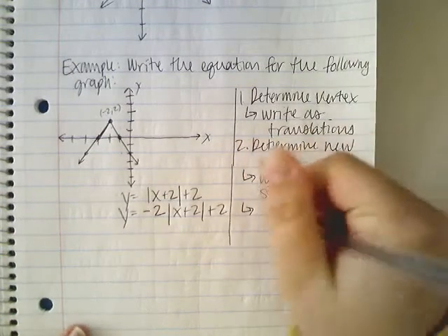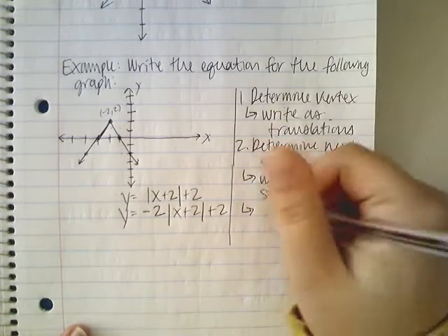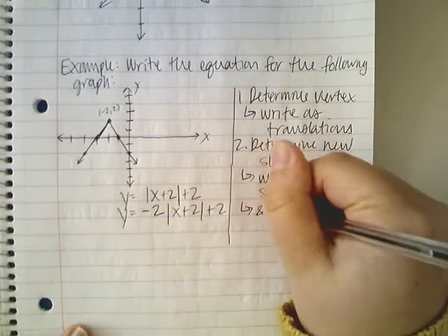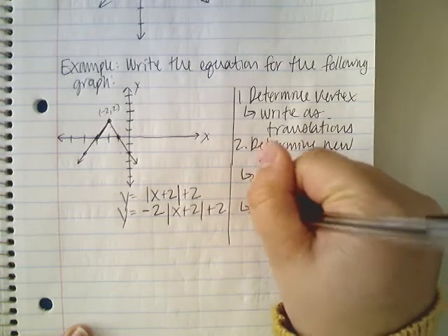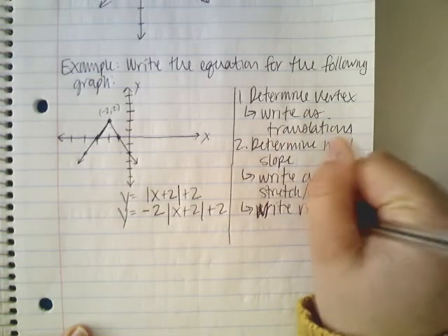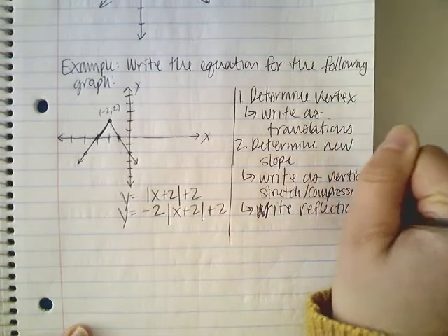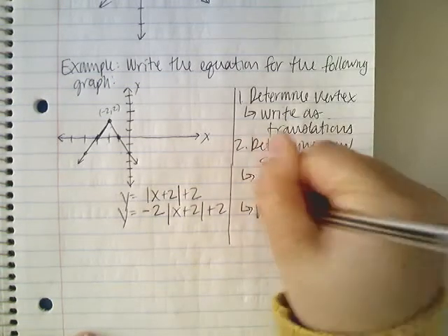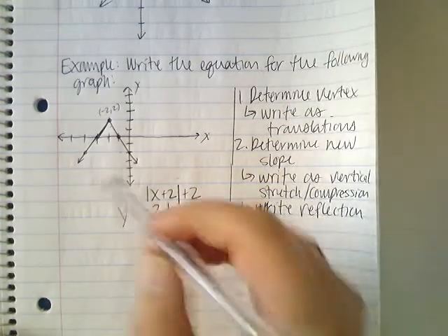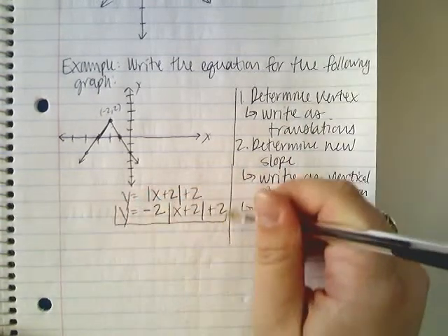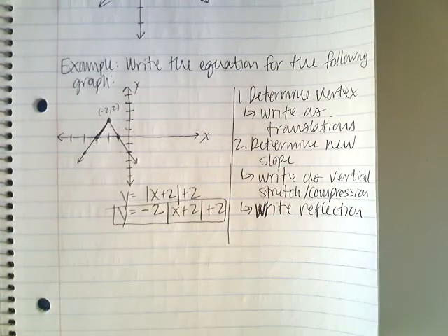I want to make a note here. When you're determining your new slopes, you can also write your reflection if applicable. So you're going to write your reflection in that section as well, and then you'll have your new equation. So our new equation is right here. Make sure you jot down any questions, comments, or concerns you have on this, and we'll go over some more together in class.